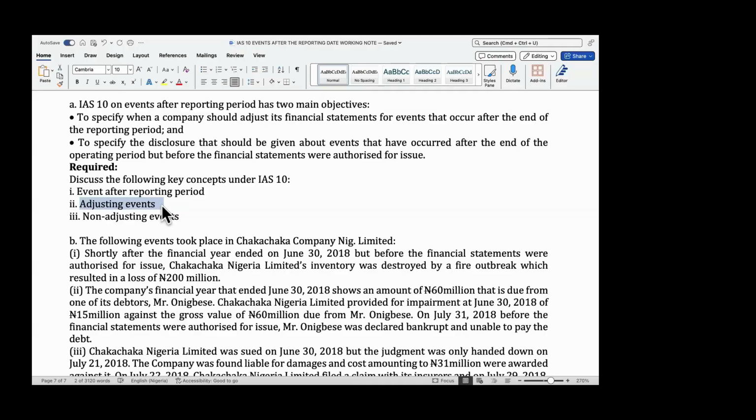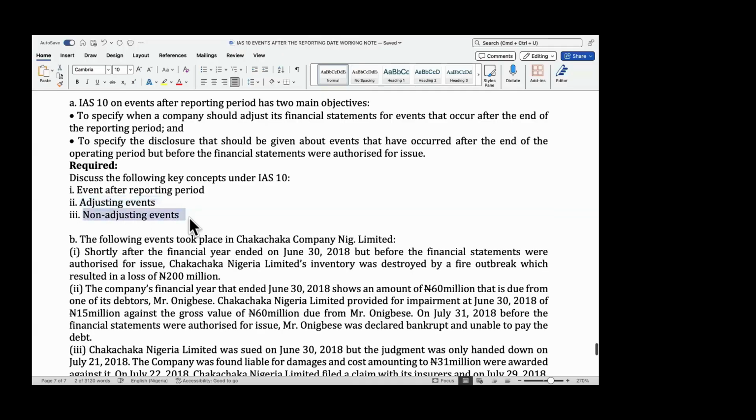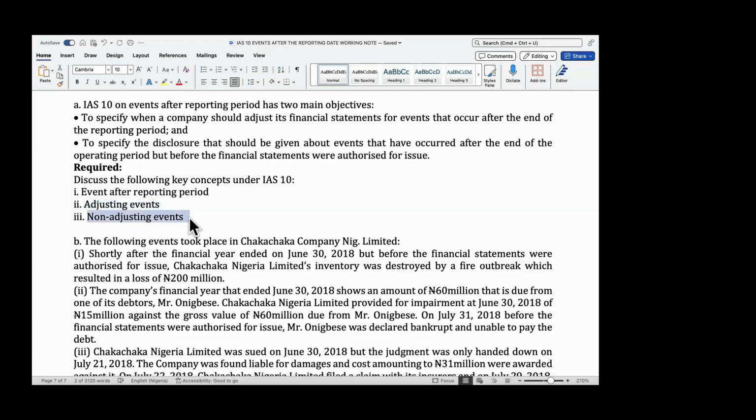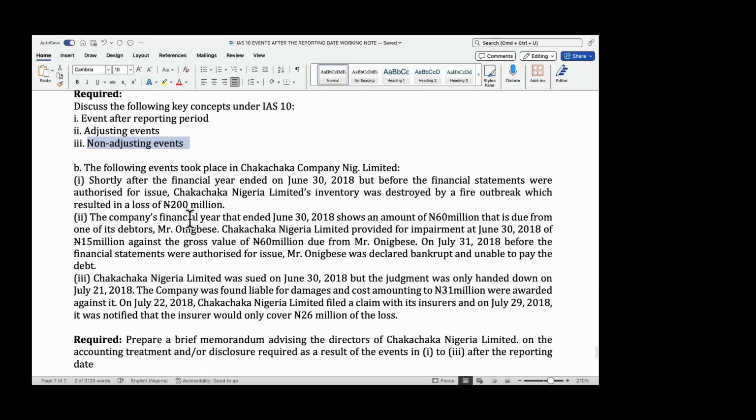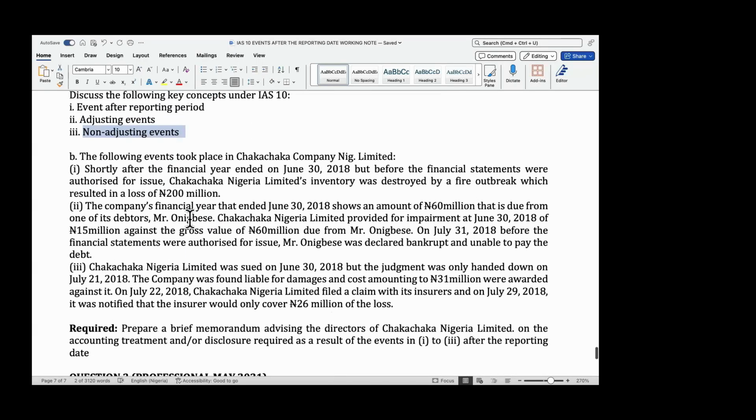They really confirm them. So non-adjusting is now the opposite of that. These ones do not provide any further information. They are new events, new transactions that occurred in that year. They are new. Okay, this is good for revision for us.